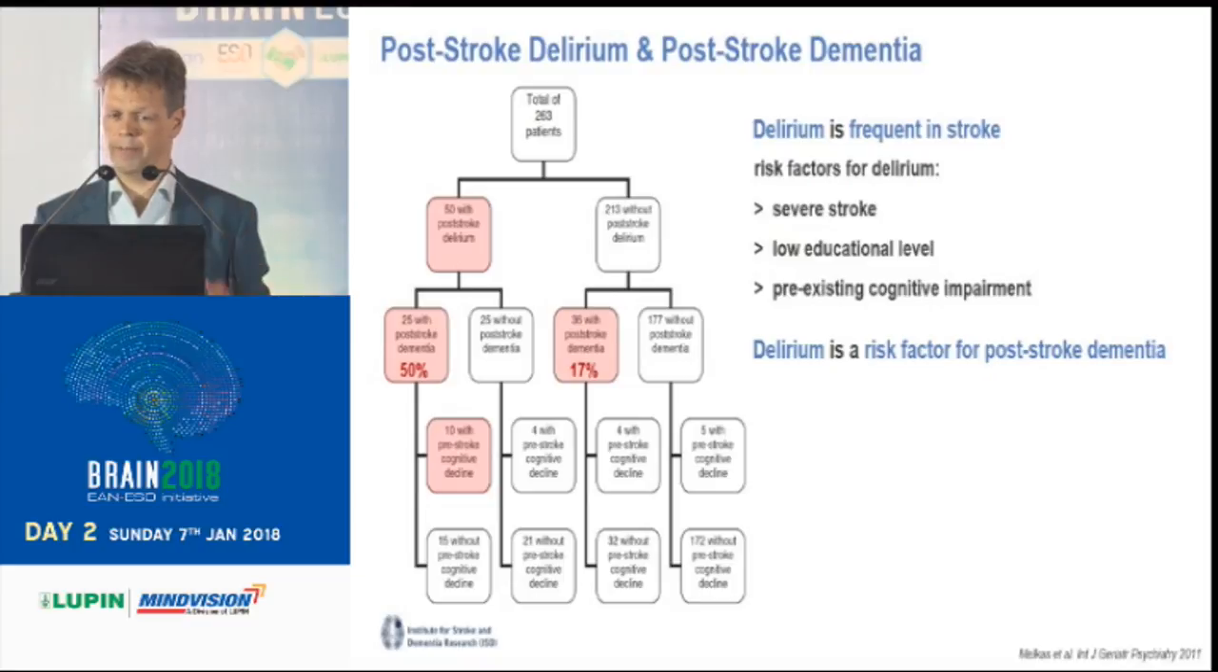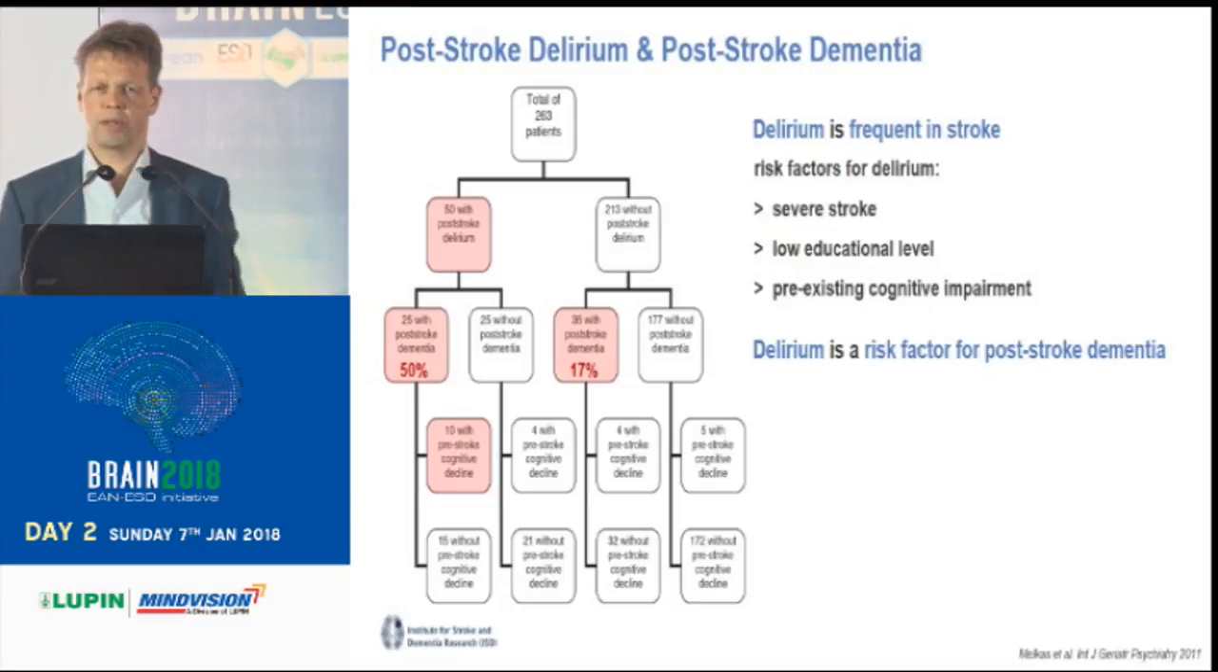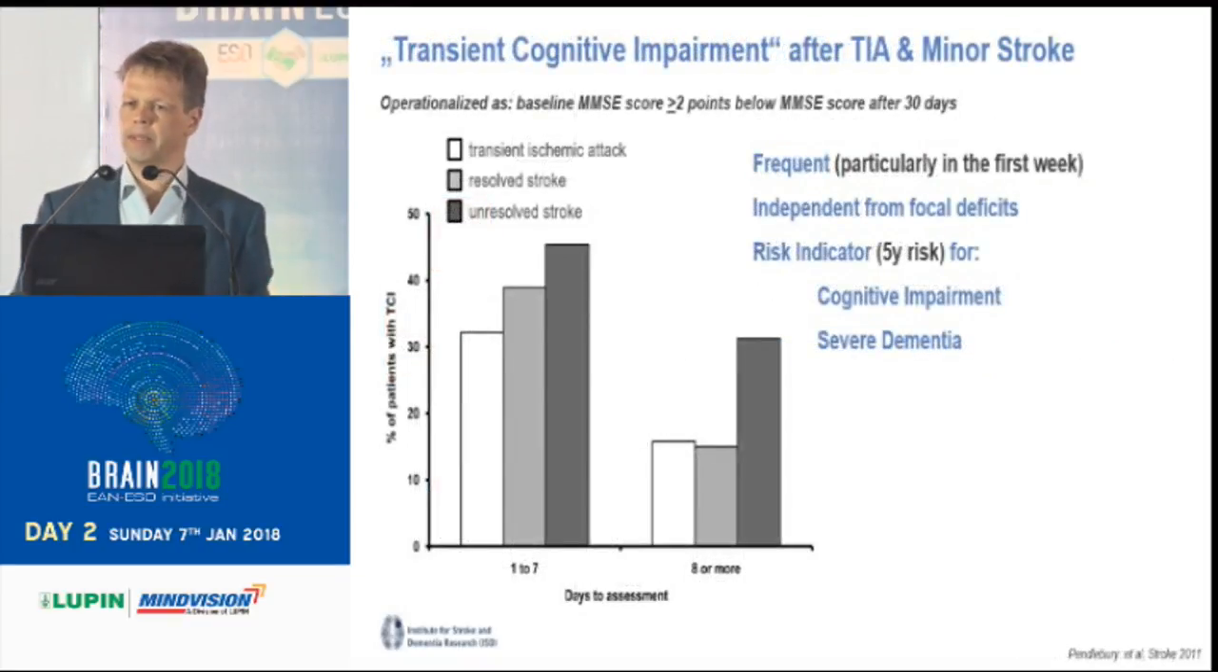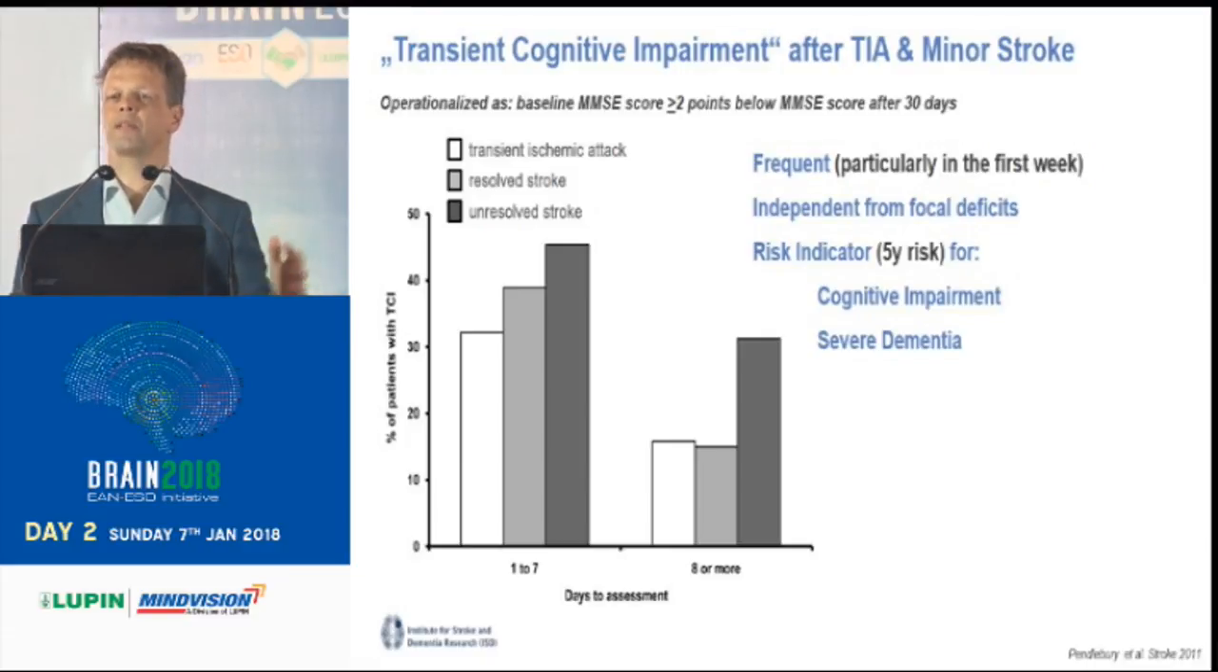So this is delirium. There's another phenomenon called transient cognitive impairment, and this is the counterpart of TIA, transient ischemic attacks. Some patients with an acute ischemic deficit do develop transient cognitive deficits that don't qualify for delirium.